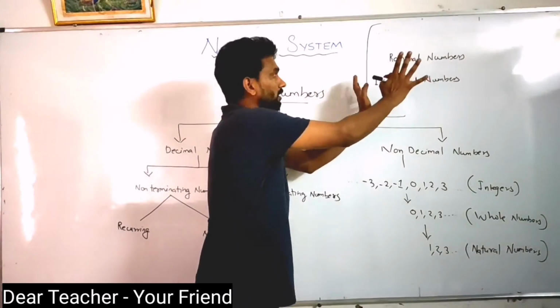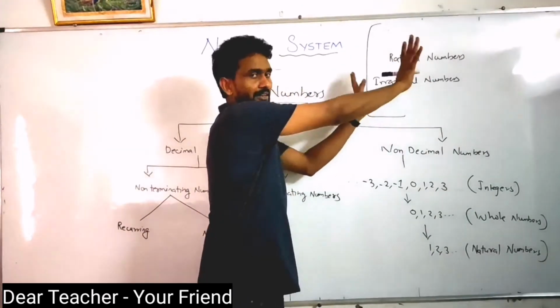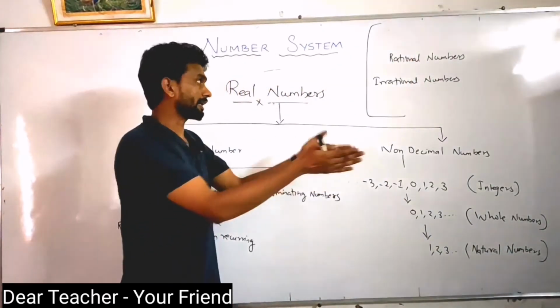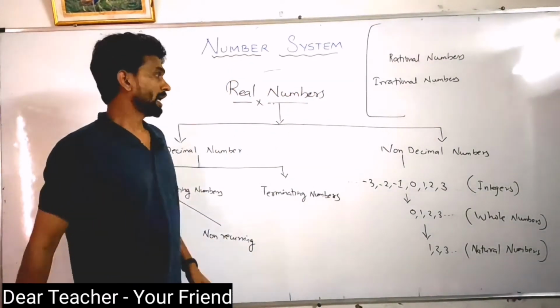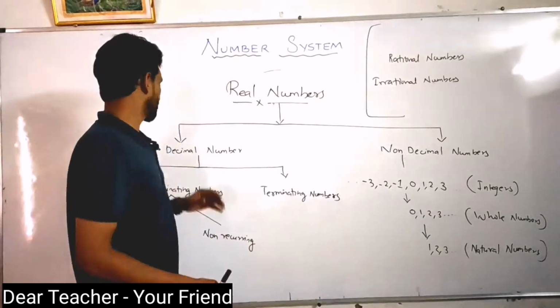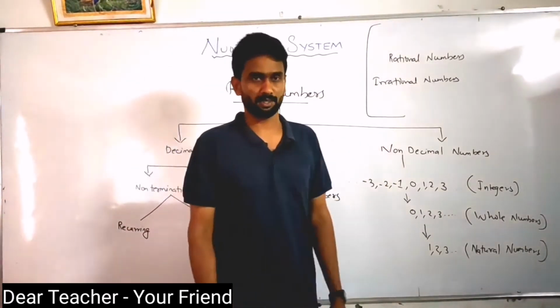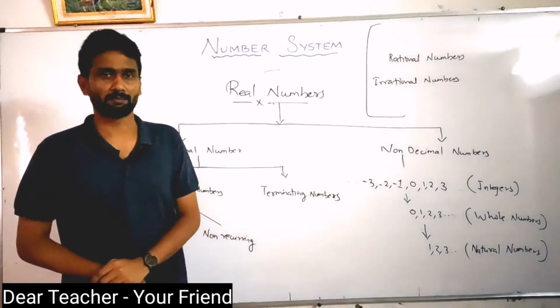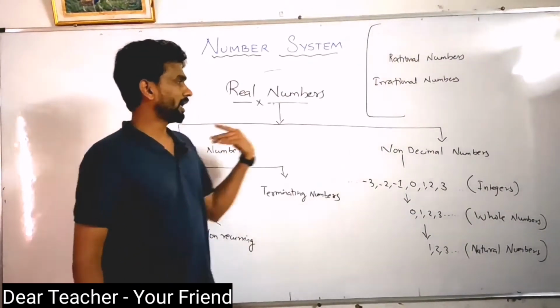So I'm going to keep here rational and irrational, and we can come back to the point. Real numbers. We don't know rational and irrational. We know what is that? Decimal numbers and non-decimal numbers. We have only two types of numbers. What is that? Decimal number, non-decimal number.